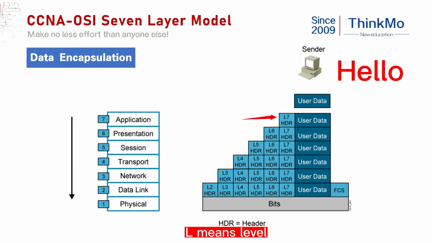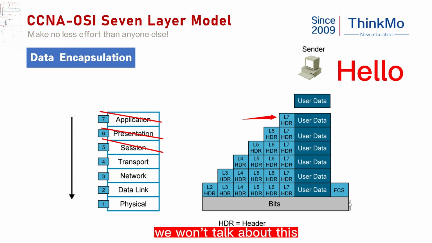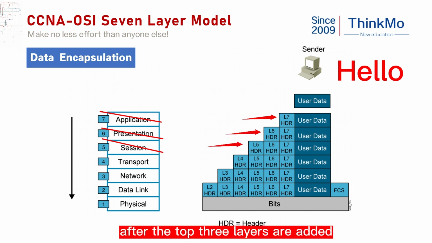L means level. Add a 7-layer header, the application layer header. Add a 5 floors. That is our current presentation and session layer. We won't talk about this. After the top 3 layers are added.